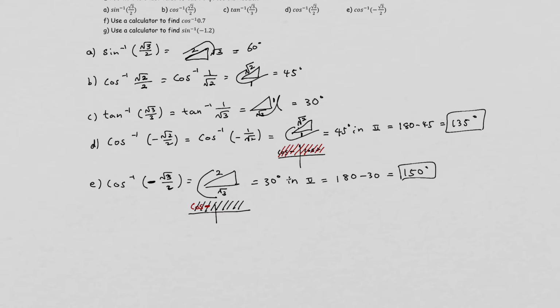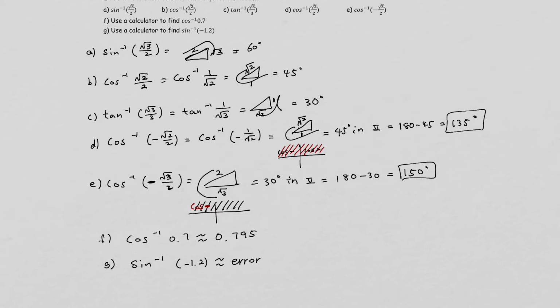Next two problems, you are using the calculator. So cosine inverse of 0.7, when you click on the calculator, you should be getting 0.795 when you round it. G, when you do sine inverse of negative 1.2 on your calculator, you're going to get an error message.